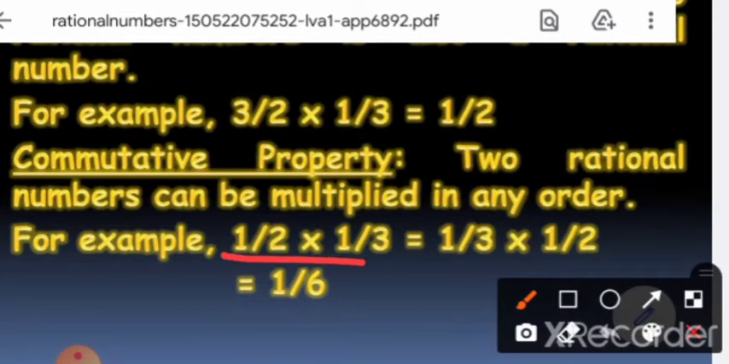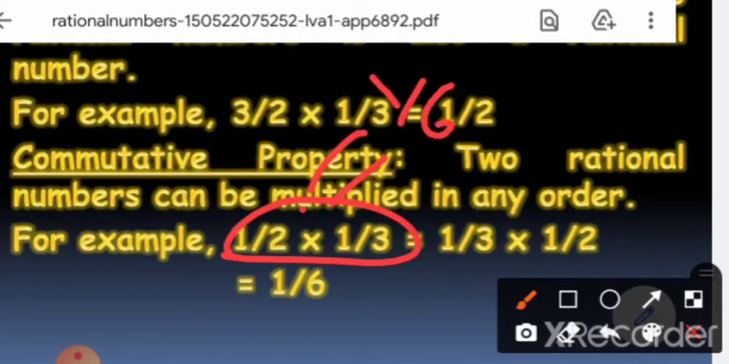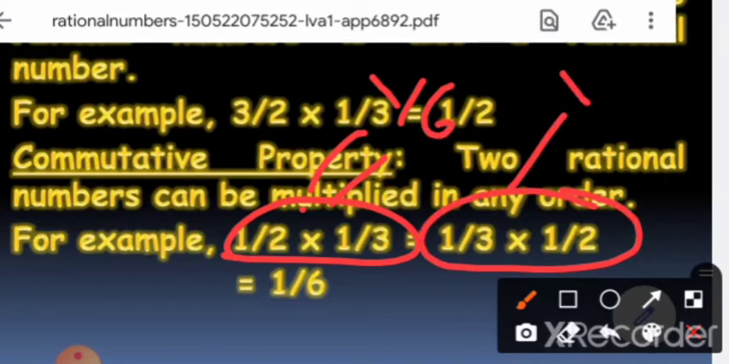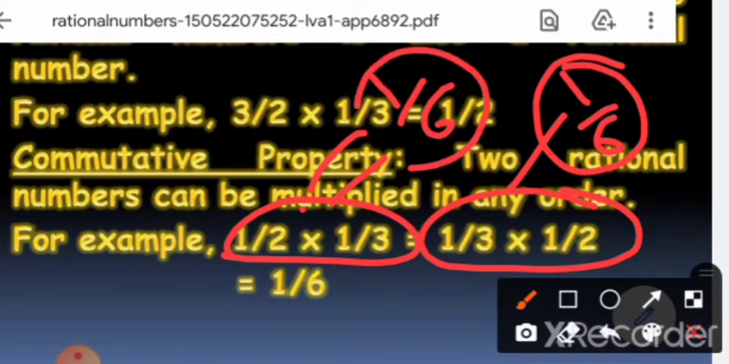Some examples are given here. The first one is 1 by 2 into 1 by 3. The product will be 1 by 6, and 1 by 3 into 1 by 2, this product is also 1 by 6. It means LHS is equal to RHS, left hand side is equal to right hand side. So the commutative property is also fulfilled for multiplication. So we can say that when two rational numbers are multiplied in any order, the result is not affected by changing the order.